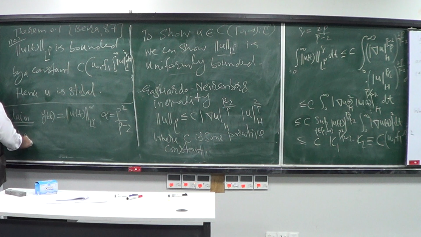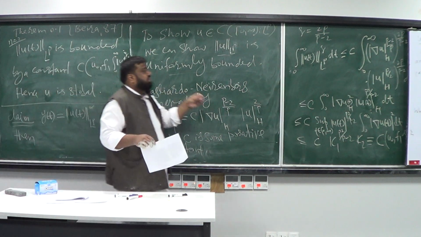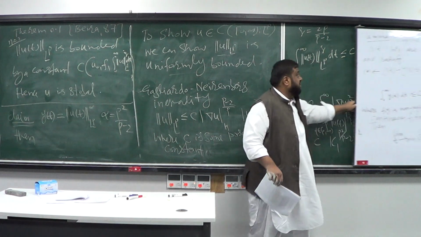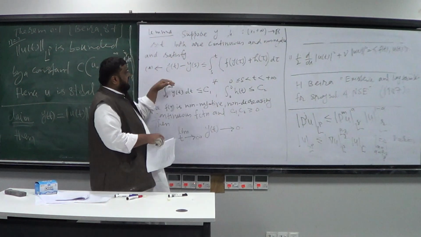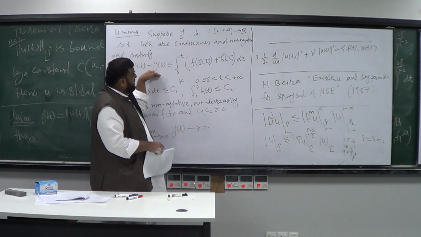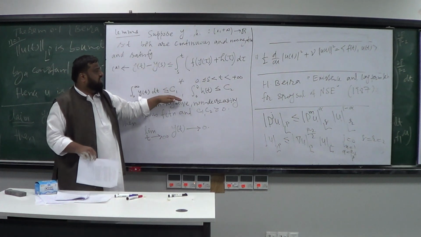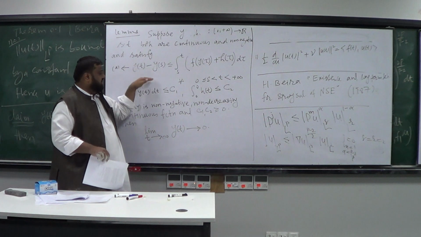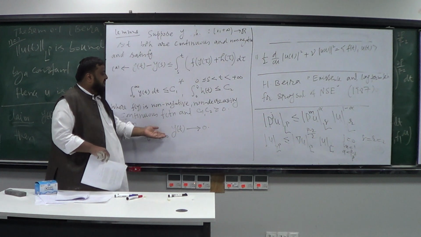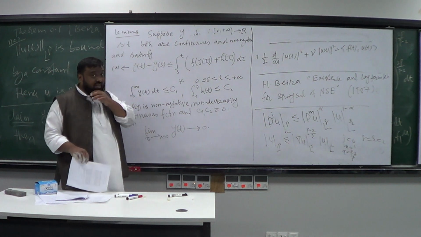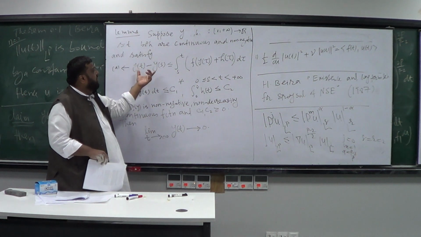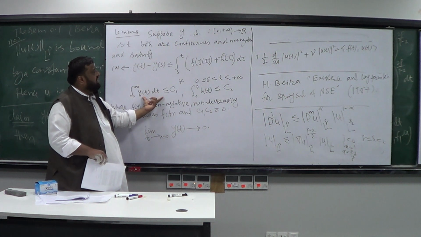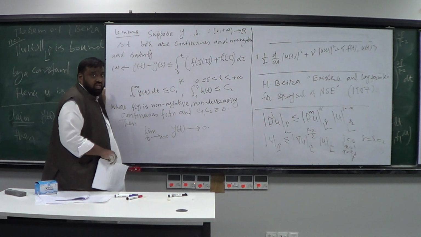your y satisfies both conditions of the lemma. In other words, this condition and this condition. It satisfies these two conditions, and when it does, we will deduce that y of t goes to 0 as t goes to infinity. So our task is to show that these two conditions are satisfied for y.